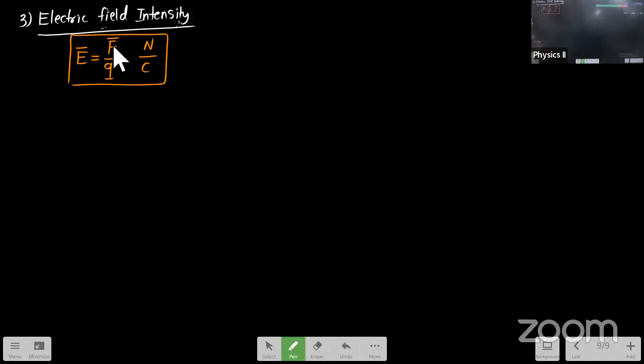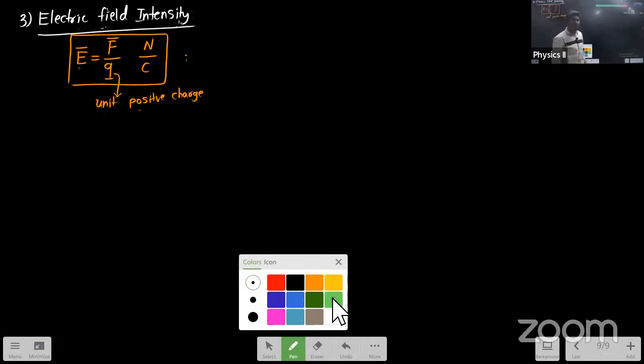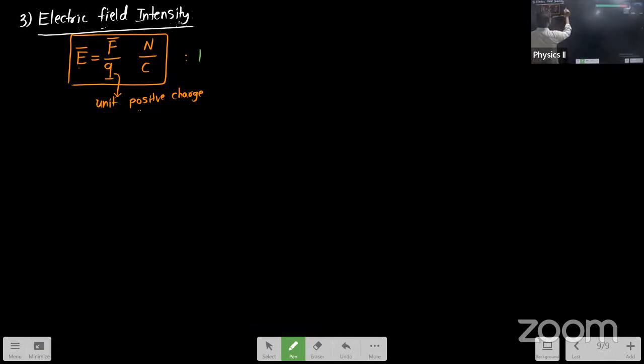See here. F represents force, as everyone knows. E represents electric field intensity. Here Q represents unit positive charge. What does Q represent? Here Q represents unit positive charge. So how can I define this electric field intensity? Electric field intensity is defined as force.